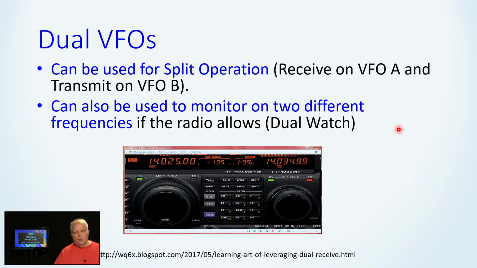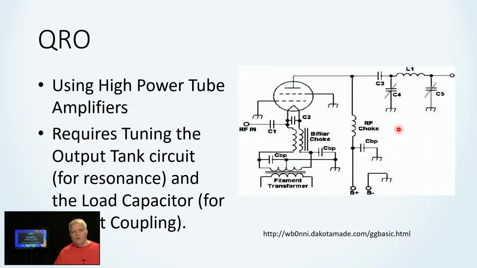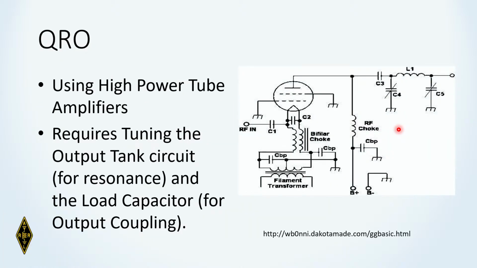It's called dual watch. So we saw Bob Heil there show off his Central Electronics no-tune tube-type amplifier, which was highly unusual for the age. Most tube-type amplifiers require tuning. By the way, QRP is low power operation. QRO is high power operation.